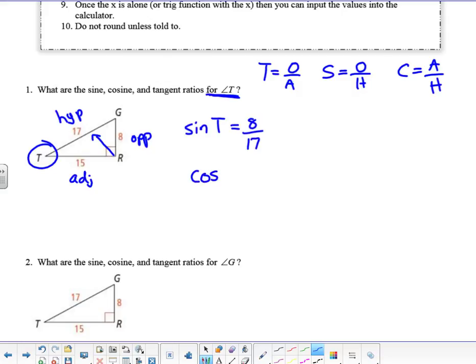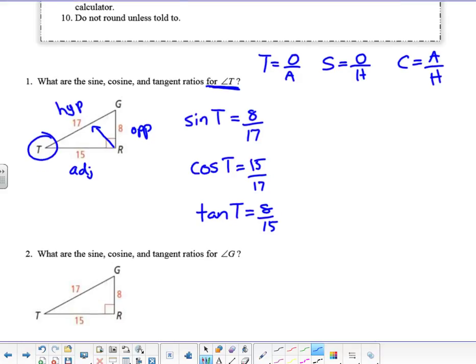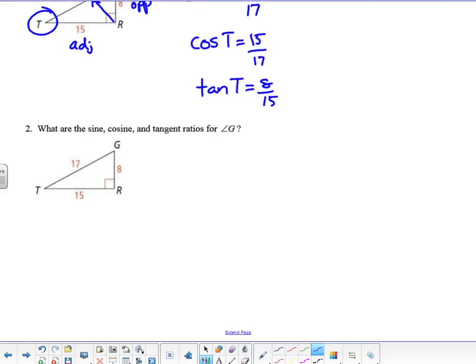Cosine of angle T equals, cosine is what? Adjacent over hypotenuse, so that's 15/17. And then the tangent, tan of capital T, is the opposite over the adjacent, which would be 8/15. So we have identified all of those relationships. Now, what are the sine, cosine, and tangent ratios for angle G?